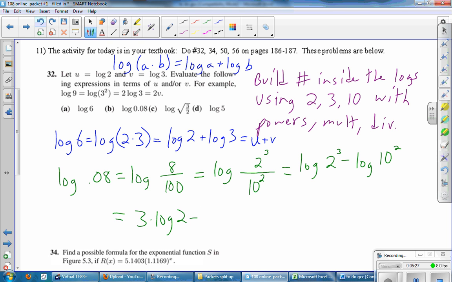Log of 10 squared is something nice. Remember, there's a hidden 10 down here. And when you see log base 10 of 10, they cancel. So that all turns into just subtract 2. So this is just equal to 3 log 2, but log 2 was u, so this is 3 times u minus 2. There's our answer.